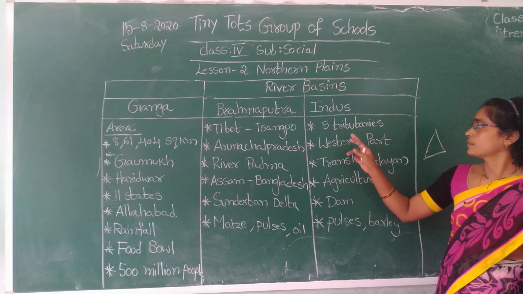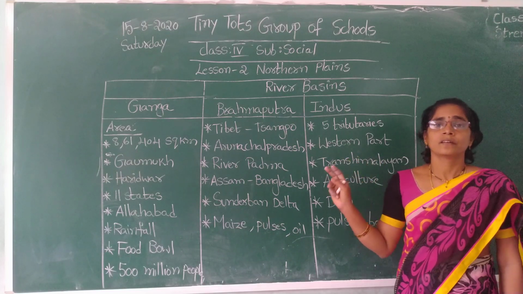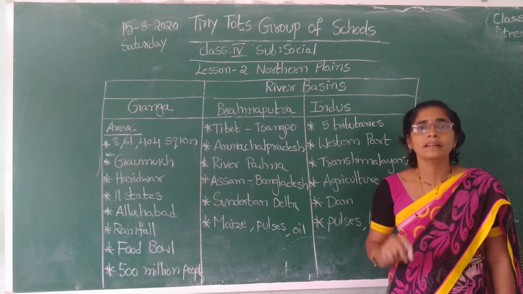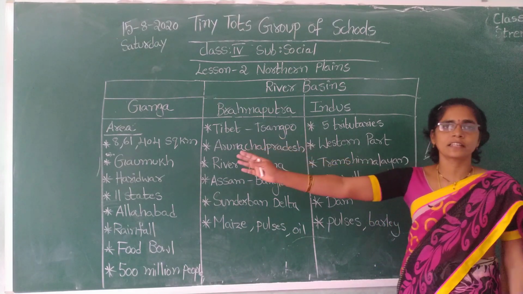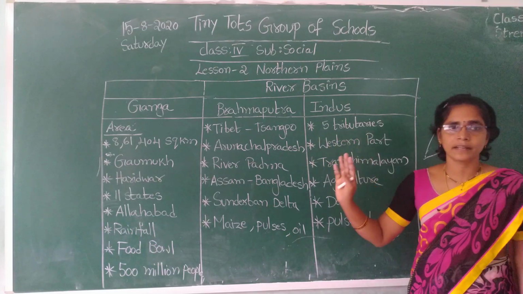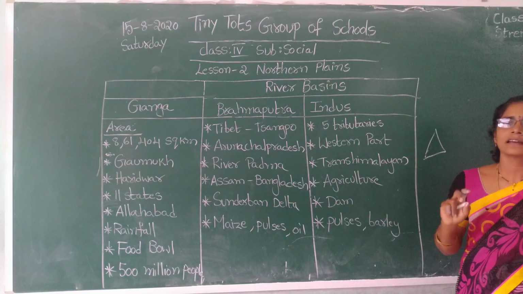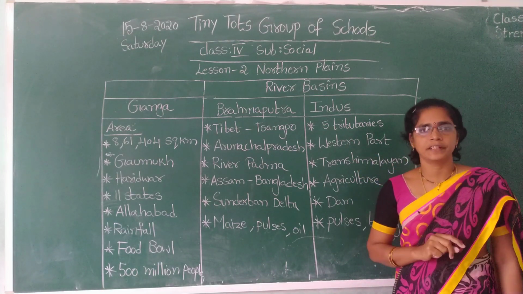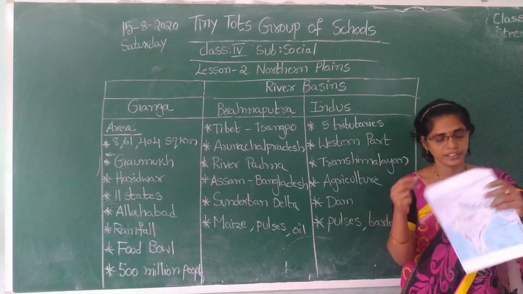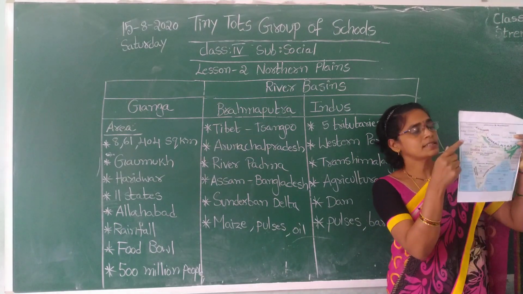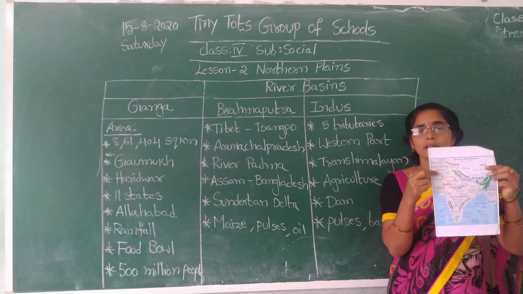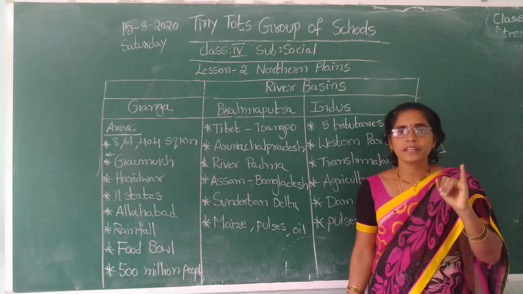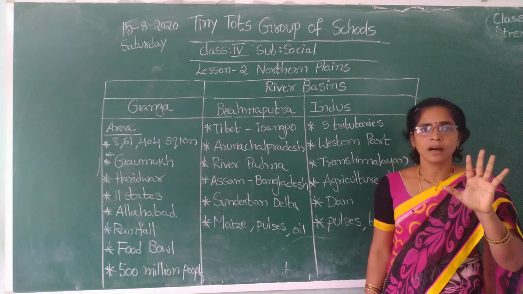Indus River originates in the Trans-Himalayan ranges. Ganga originates in the Himalayas, Brahmaputra originates in Tibet. Like that, it originates in the Trans-Himalayan ranges, and it is in the western part of India. Look at this picture all of you here. It is in the western part of India. And it has 5 tributaries: Ravi, Jhelum, Satluj, Chenab.